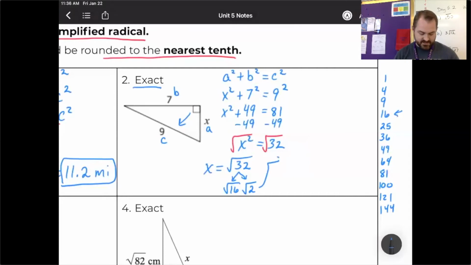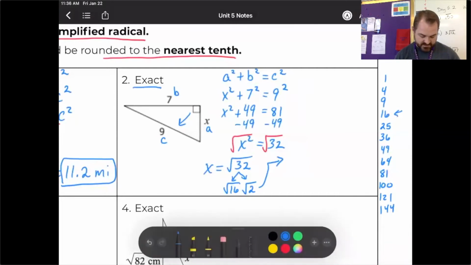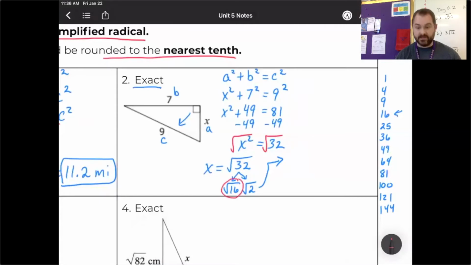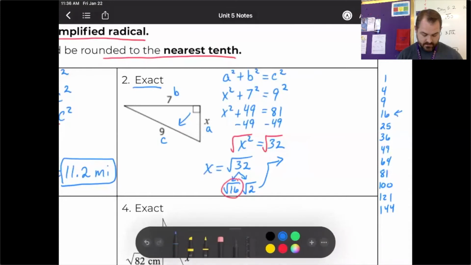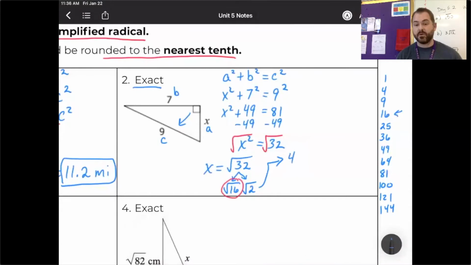Now, as we go to simplify this, the square root of 16, we can actually take the square root of that number. That's why we break it down into a perfect square, because the square root of a perfect square is a whole number or a positive integer. So the square root of 16 is 4, so I rewrite it as a 4. I don't put my square root there anymore. But then the root 2 at the end stays. So what you're really saying is 4 times the square root of 2 is my answer.